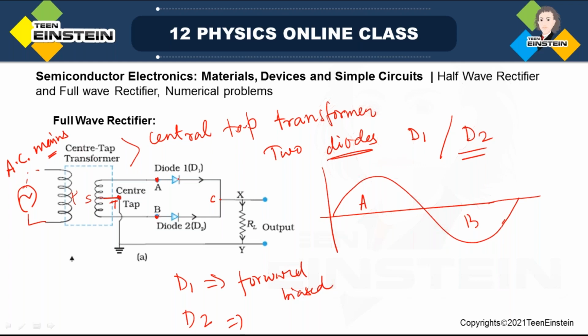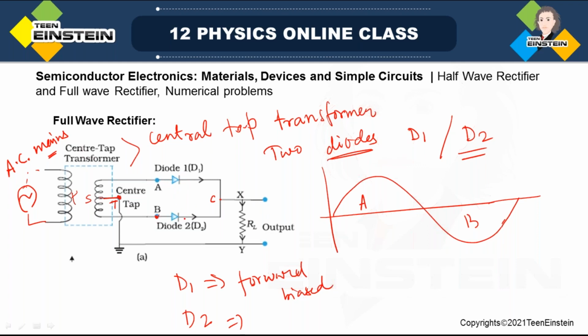That means one diode will be forward biased and another one will be at reverse bias condition. Okay. So at this condition, what happens? The current will flow through diode D1, but there will be no flow of current through D2. Why? Because this D2 is at reverse bias. Now you might be having a question, then what is the path of the current? How is the current flowing through the circuit?